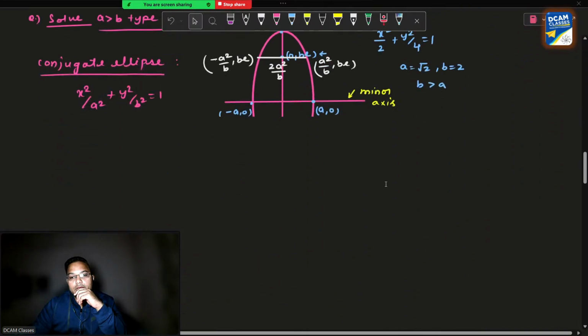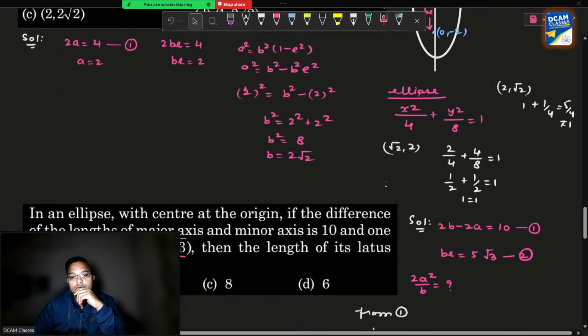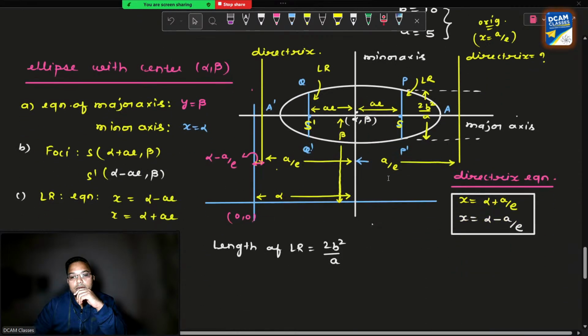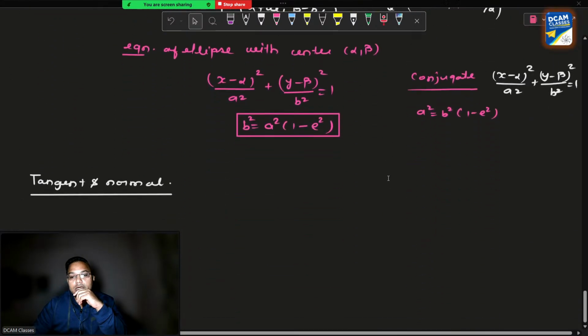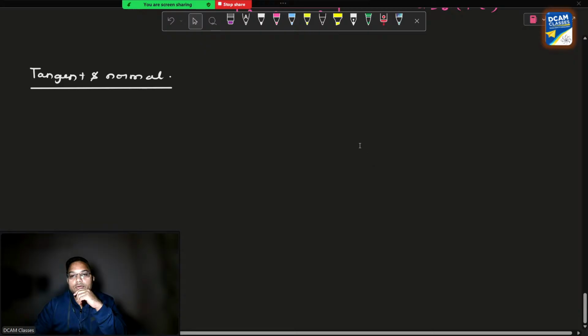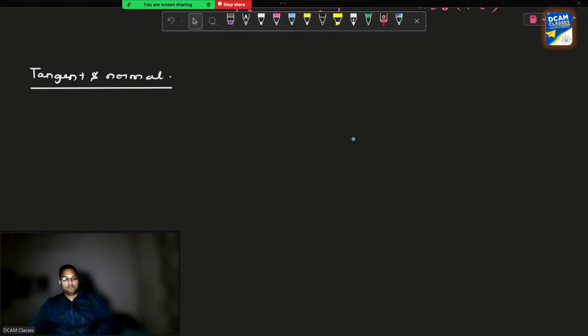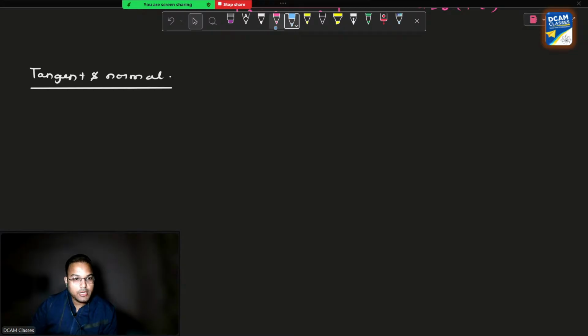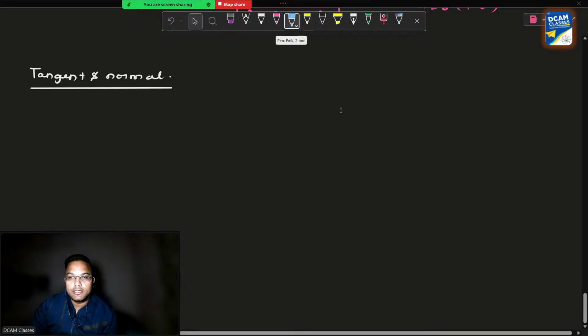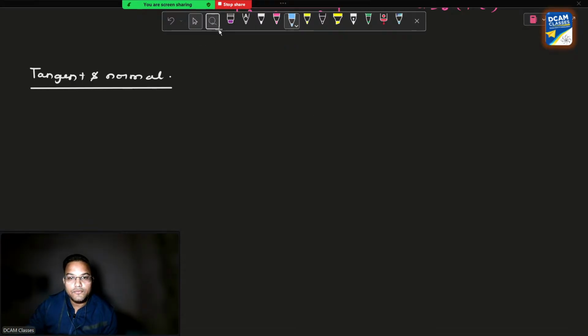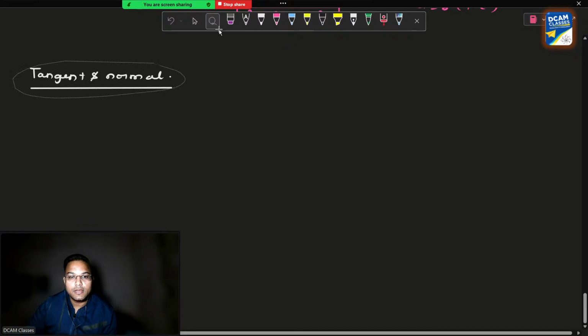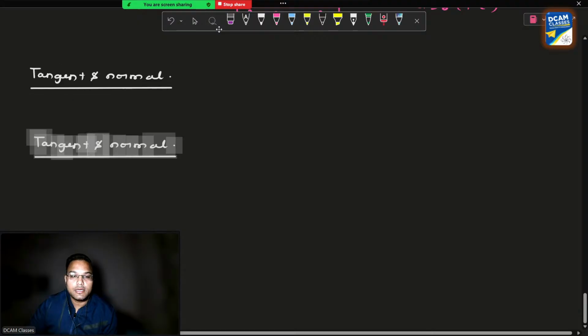Where we have done this conjugate one we were doing, na? Conjugate we have completed. Ellipse with center alpha beta. We were doing tangent and normal. Now, when we are talking about tangent and normal, before that, let me tell you one thing.